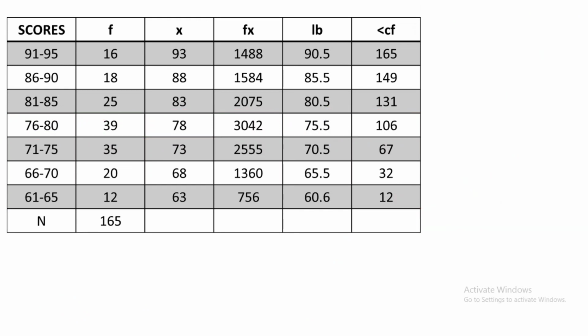Okay, next we have the decile. So the formula in finding decile is, what is the formula? That is D sub K equals the lower boundary of the decile class plus Kn over 10, subtract less than cumulative frequency, times I over frequency of the decile class.